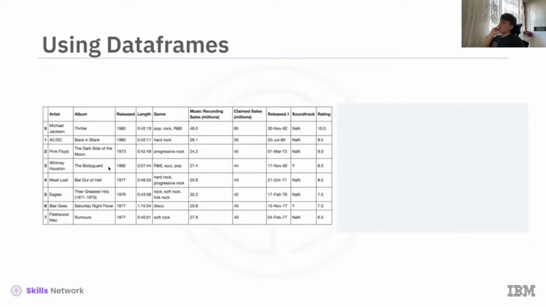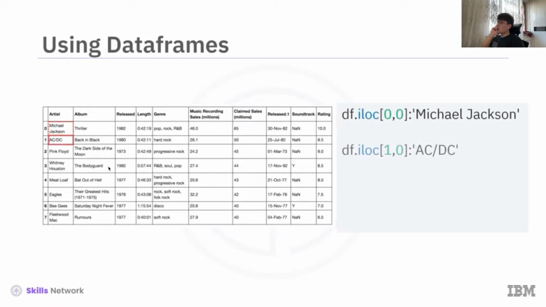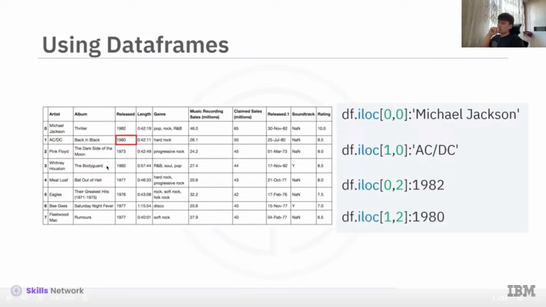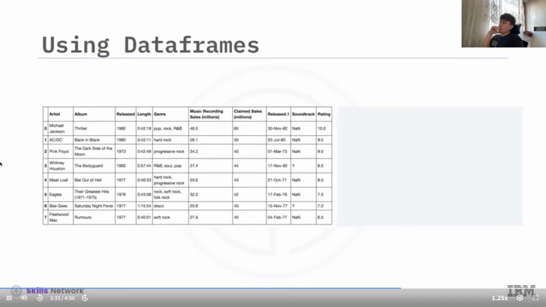One way to access unique elements is with the iloc method. The first input is an integer representing the row index, and the second is the integer representing the column index. You can access the first row and first column as follows. You can access the second row and first column as follows. You can access the first row, third column as follows, and you can access the second row, third column as follows.